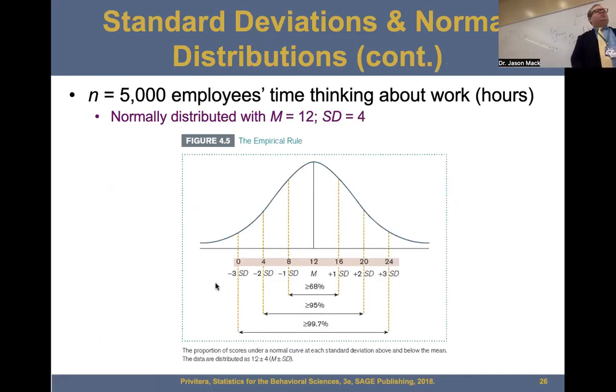So can you see what, in this example, it's 4. So between 8 and 16, 68% of the scores, between 4 and 20, 95%, and from 0 to 24, 99.7%. Just where the scores fall underneath the curve. Making sense so far?